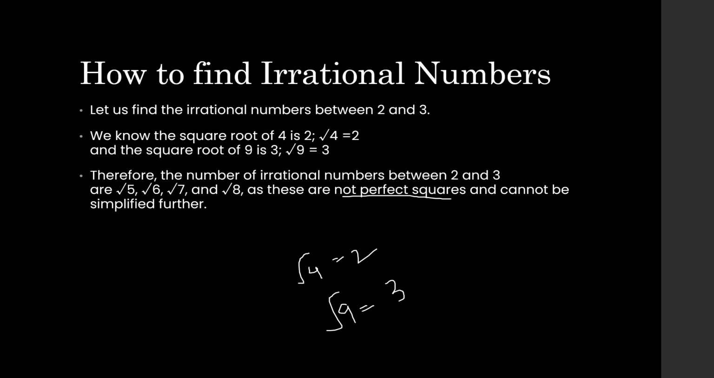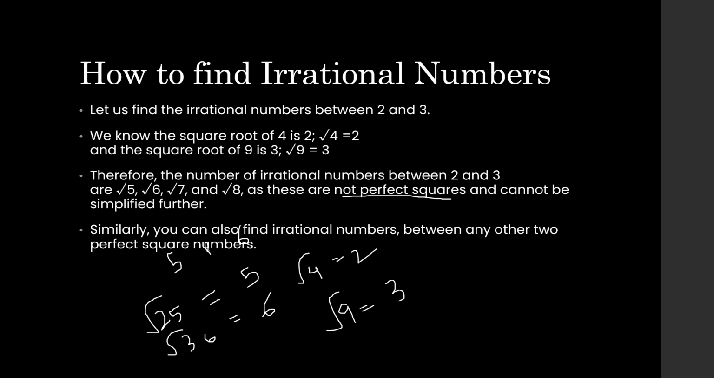Similarly, if one tells you to find irrational numbers between 5 and 6, for 5, the perfect square is 25, that is 5 squared, and the perfect square of 36 is 6. So irrational numbers between 5 and 6 will be root 26, root 27, root 28, root 29, root 30, root 31, root 32, root 33 till root 35. So these will be irrational numbers between 5 and 6.